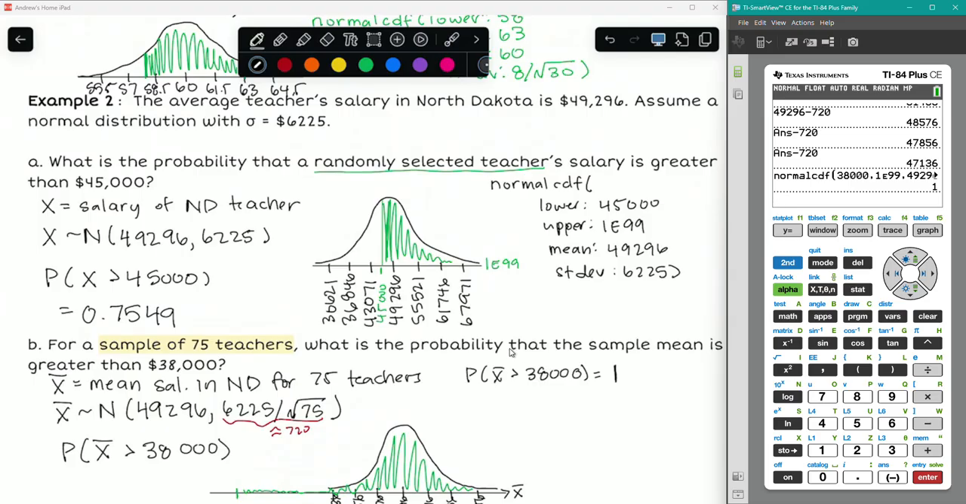One quick piece of advice, you'll notice that the difference between these questions is randomly selected individual versus random sample. If it's a random sample, you're doing sampling distributions with a modified standard deviation. If it's an individual, the standard deviation is given in the problem.